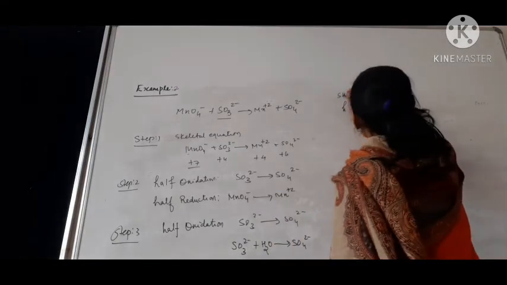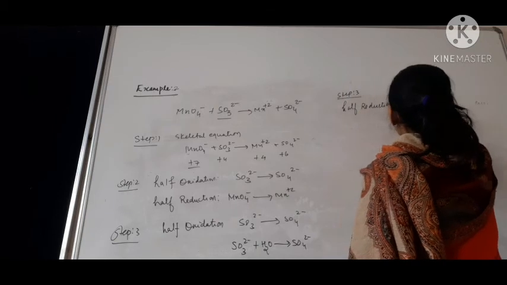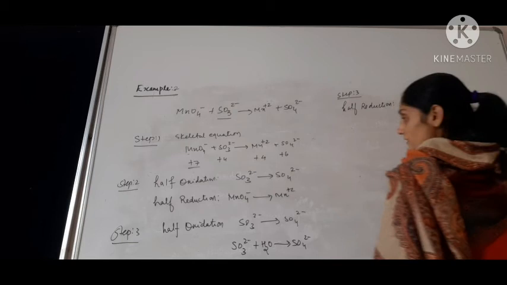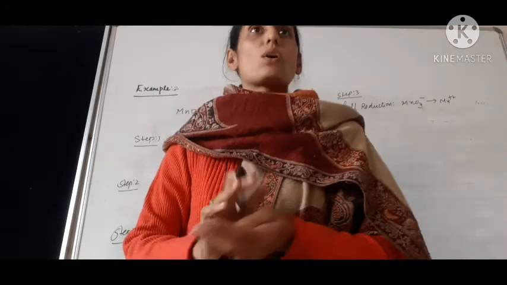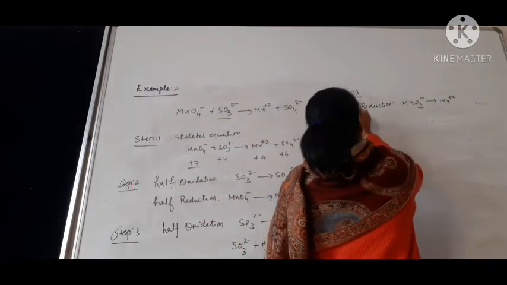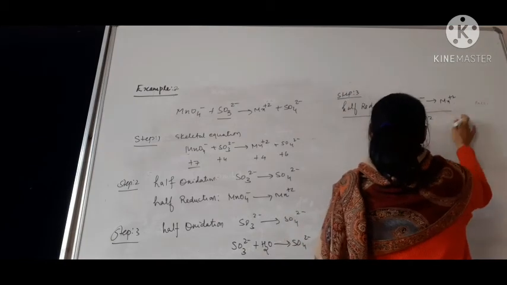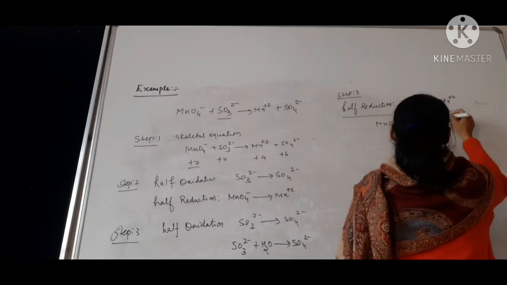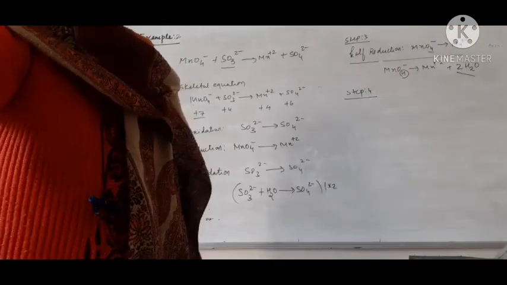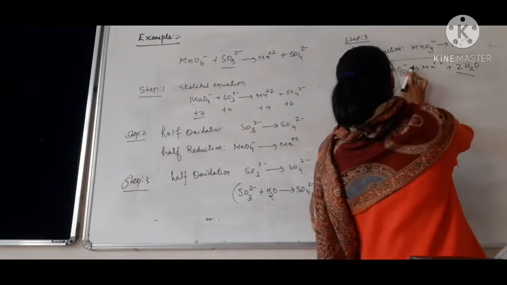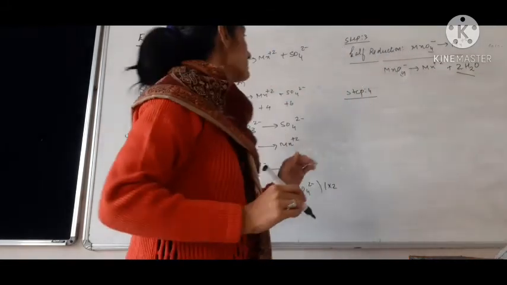Now for the half reduction, what we have is MnO4 minus, which gives Mn plus 2. Here we have 4 oxygen, so we are adding 2 water molecules. MnO4 minus gives Mn plus 2 plus 2H2O. First I wrote 4, but here we have 4 oxygen, so we have 2H2O here. Now we are balancing the hydrogen, because it is acidic medium, we are adding H plus.